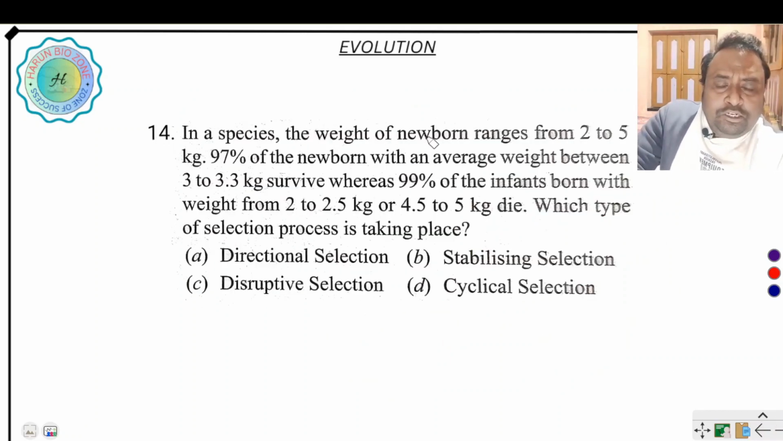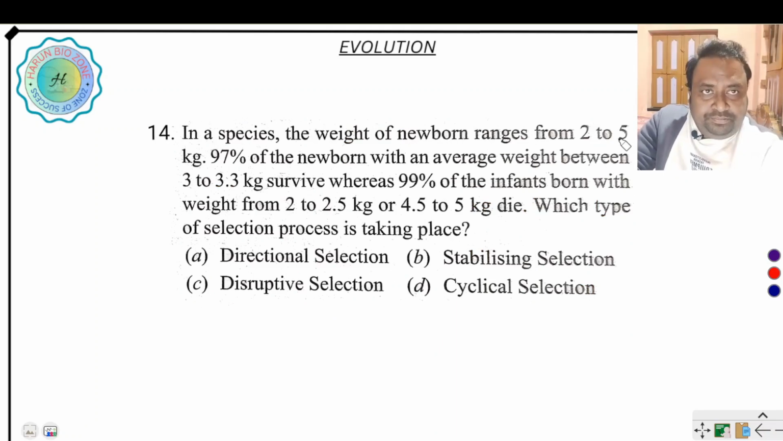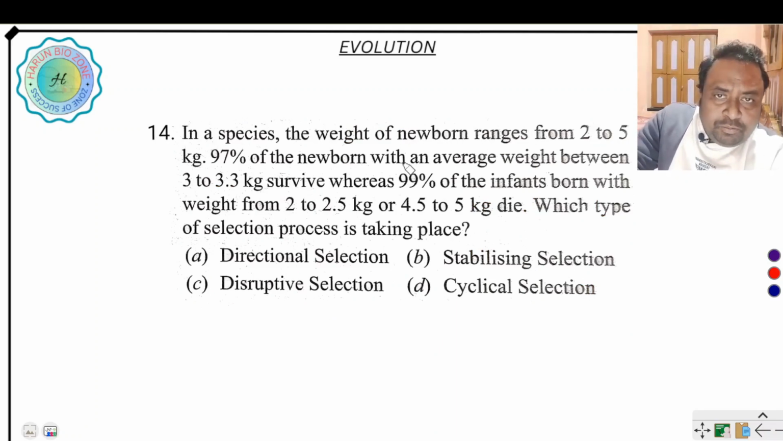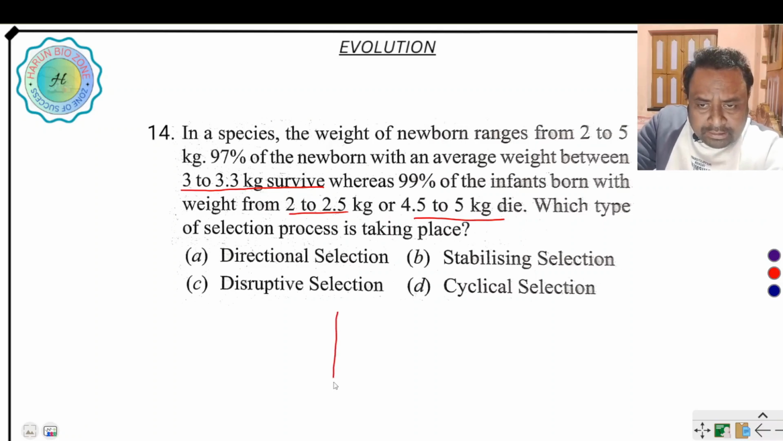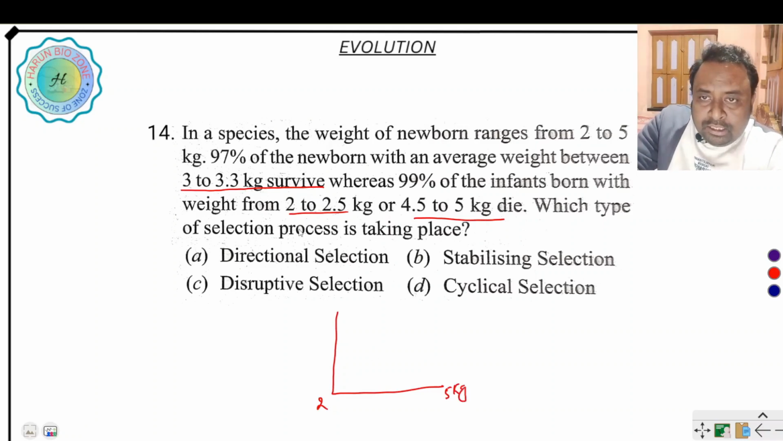In a species, the weight of newborns ranges from 2 to 5 kg. 97% of newborns with an average weight between 3 and 3.3 kg survive. But 99% of infants born with 2 to 2.5 kg or 4.5 to 5 kg do not survive. So here the graph: the weight is 2 to 5 kg. Those at 3 to 3.3 survive, while at 2.5 and at 5 kg they do not.